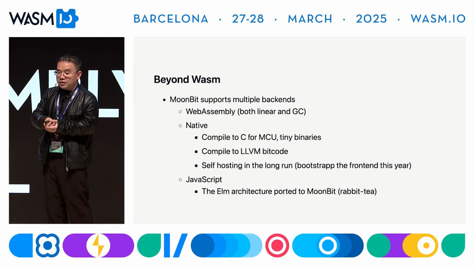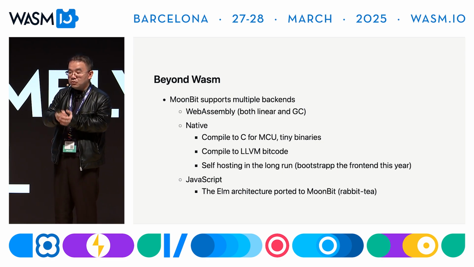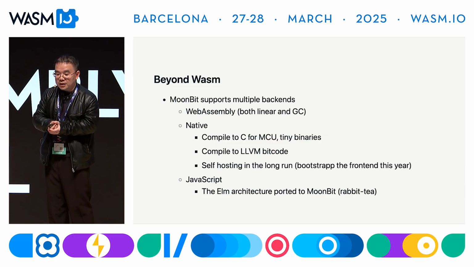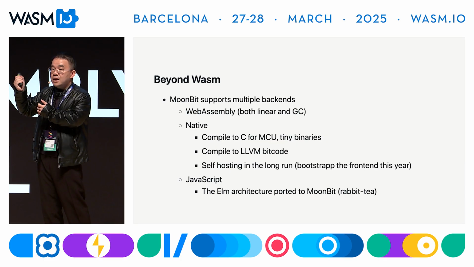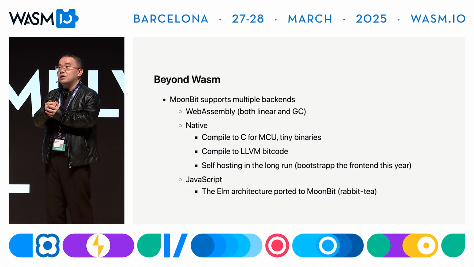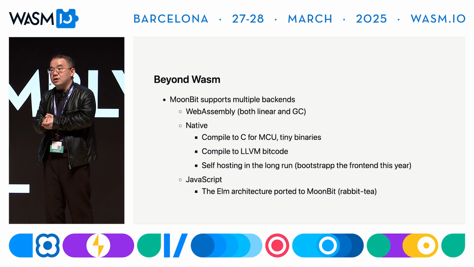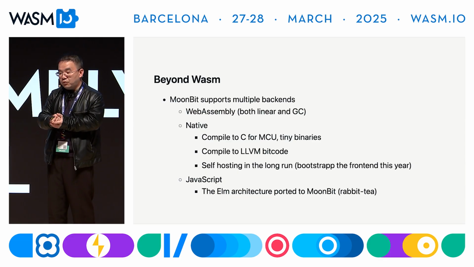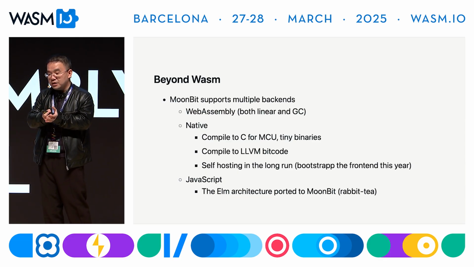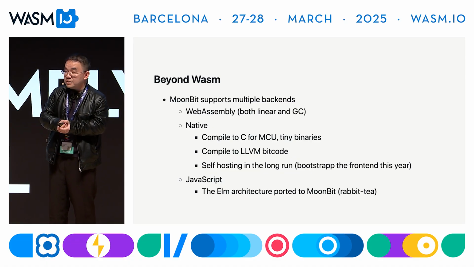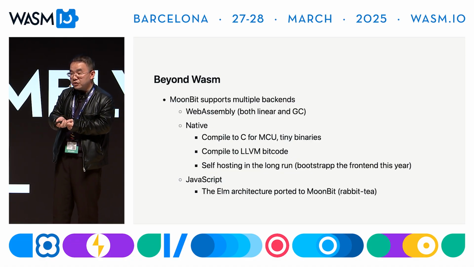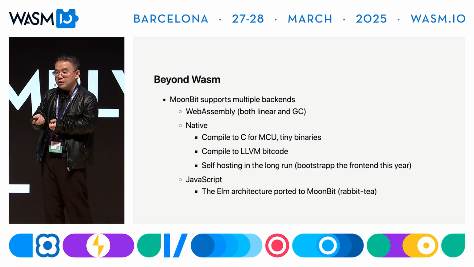The last one is the JavaScript output. MoonBit can also be compiled to JavaScript output. And actually, it's very efficient compared with handwritten JavaScript code, because the same backend can enjoy a lot of the optimization we did. And for a use case, we ported the Elm architecture, called RabbitT, to MoonBit. So you can also use MoonBit for UI code generation.